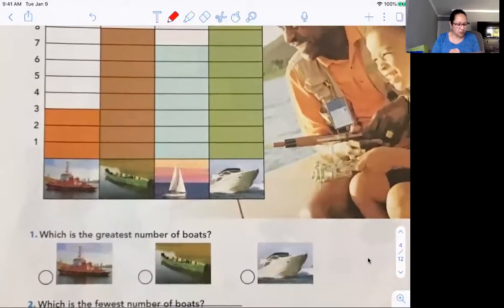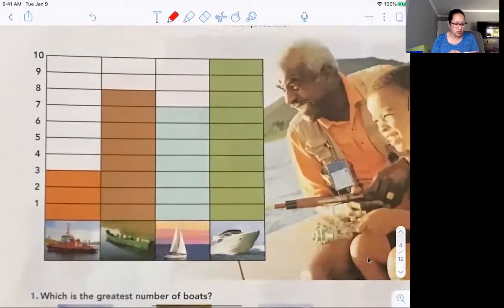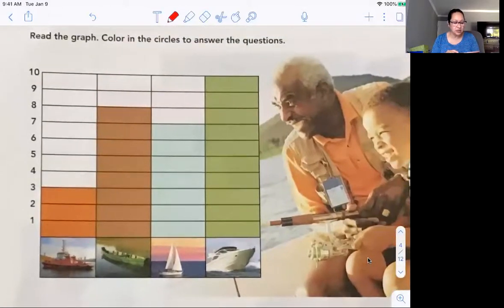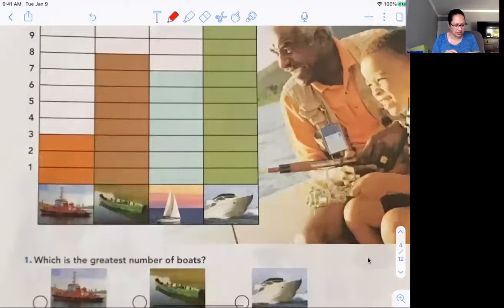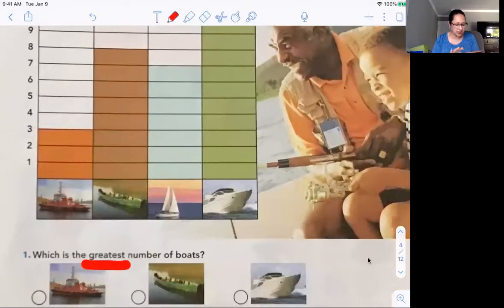It says number 1, which is the greatest number of boats? So in this case, they're talking about how many boats there are. Each rectangle is going to represent how many boats there are. So let's see, it says which is the greatest. I'm going to underline that word, greatest. Greatest means the most amount, in this case, the most amount of boats.